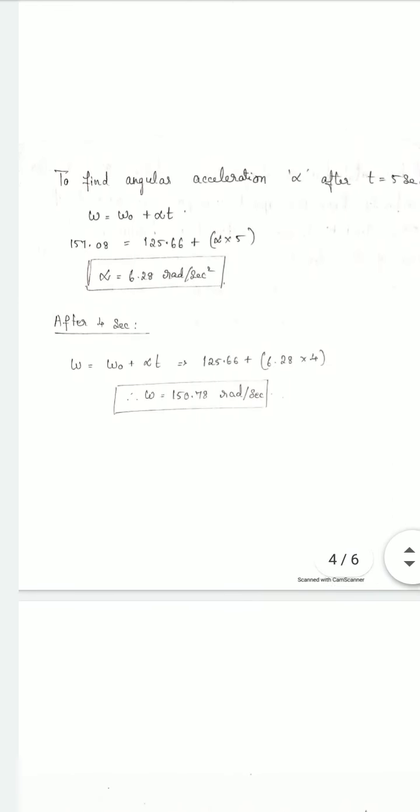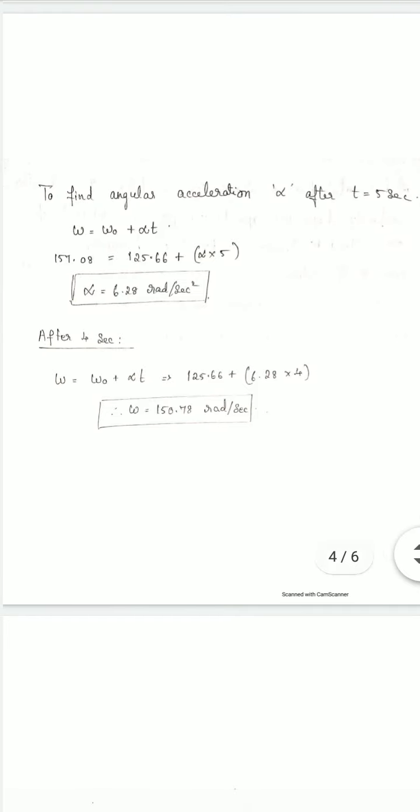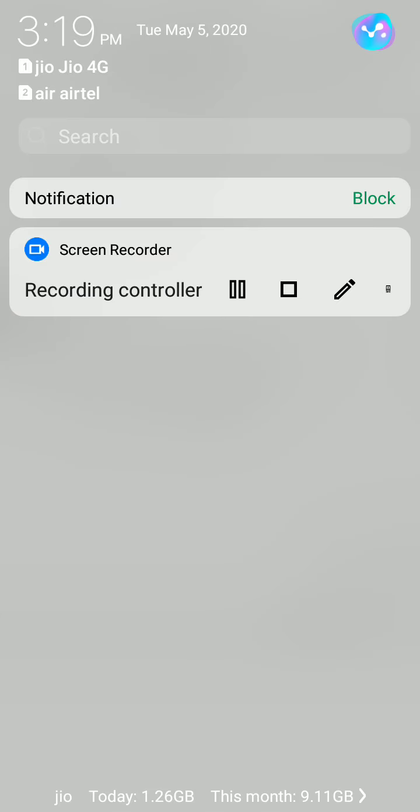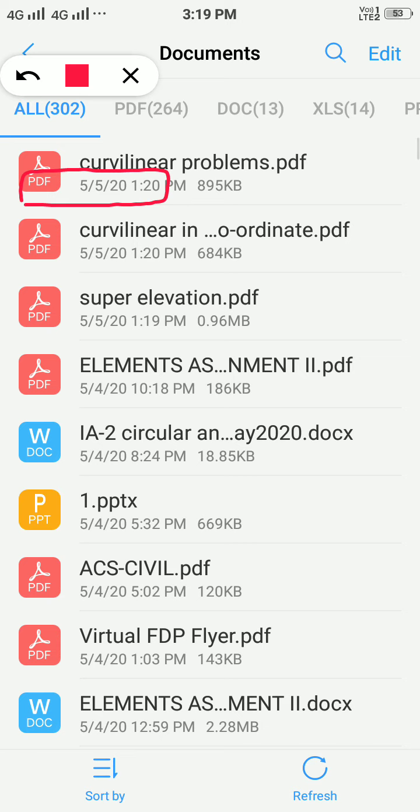To find the angular acceleration alpha after t is equal to 5 seconds. That means we are going to calculate our alpha value after t is equal to 5 seconds. Take this notation, omega is equal to omega naught plus alpha into t. Omega we had already calculated.